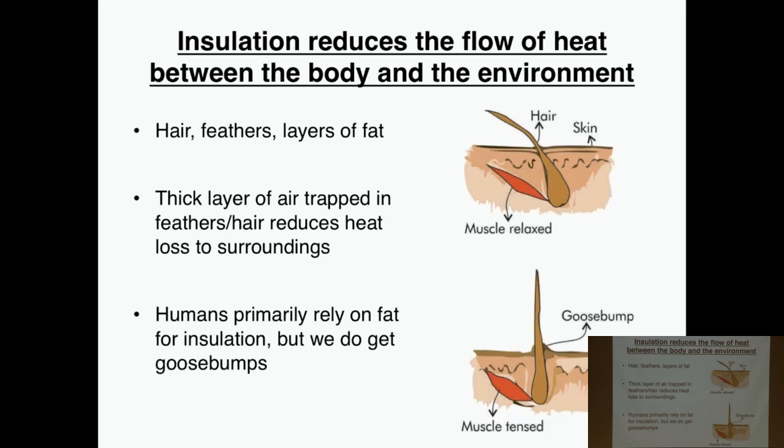So insulation is, broadly speaking, characteristic of endotherms, not ectotherms. I won't say that no ectotherms use insulation, but broadly speaking, it's something that is associated with endothermy.